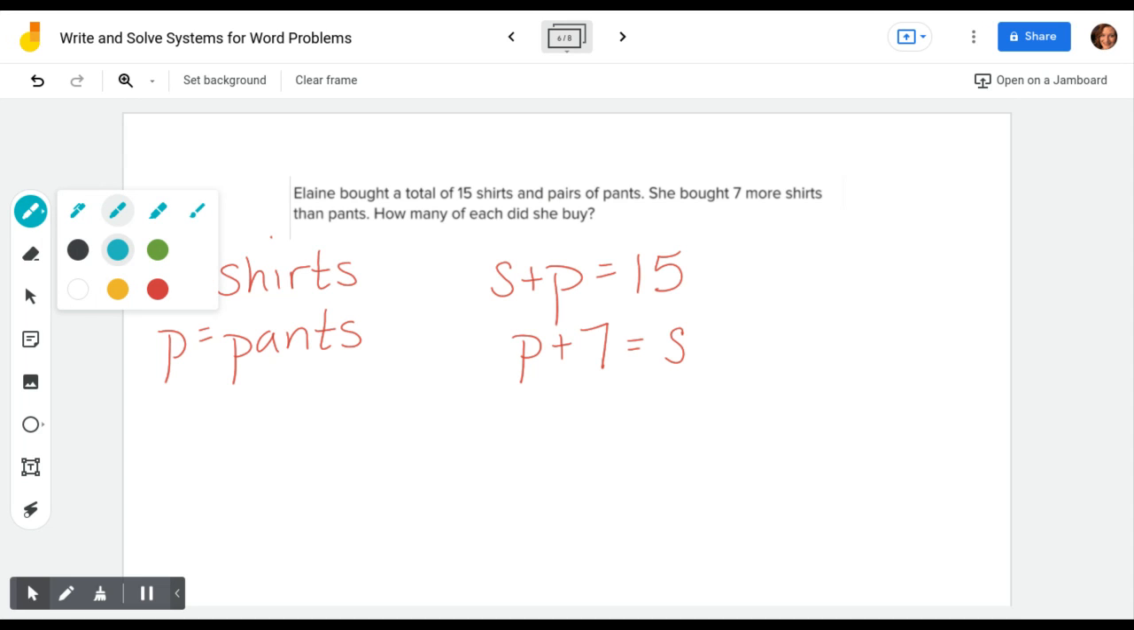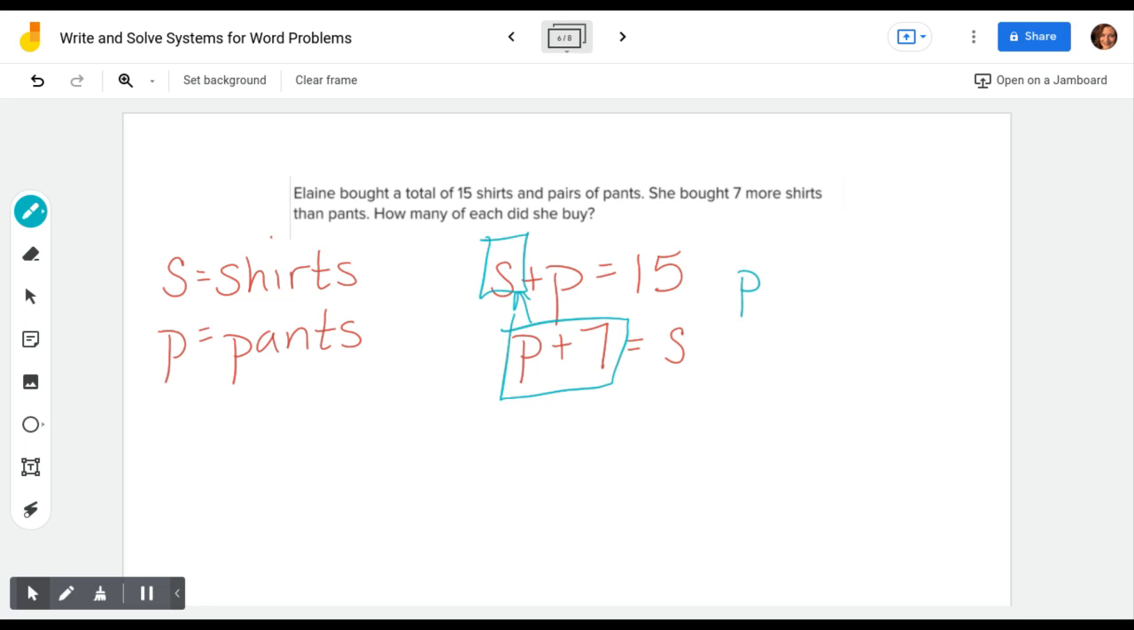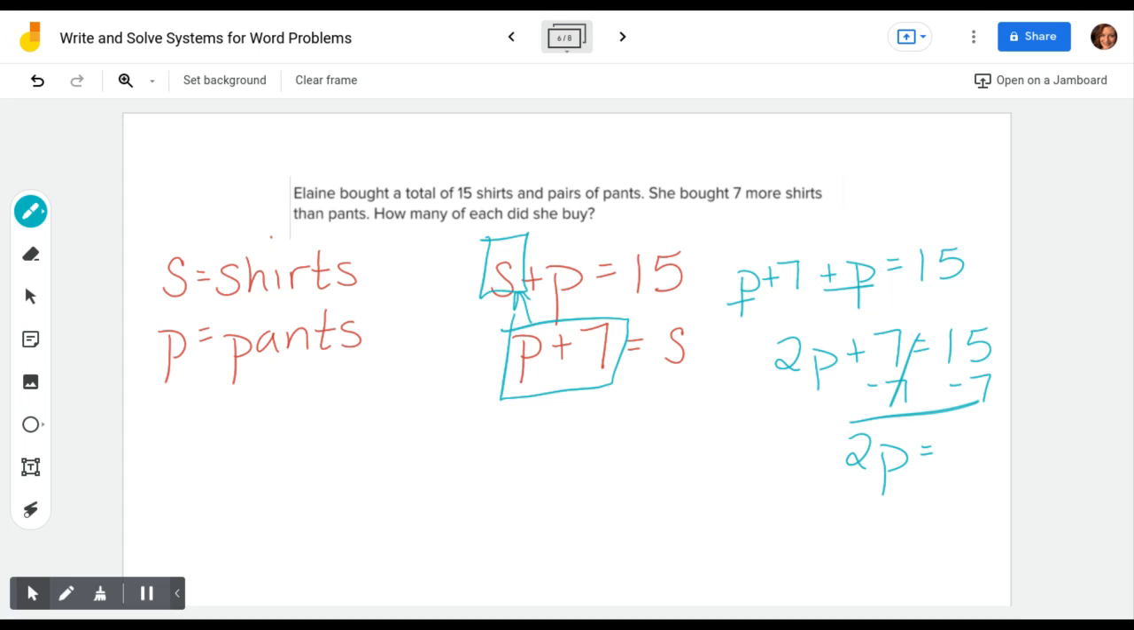I've already got one variable by itself, so I'm going to take this expression and replace S in the other equation with it. So instead of saying S plus P, I'm going to say P plus 7 plus P equals 15. Put those like terms together and it says 2P plus 7 equals 15. Subtract 7 and I get 2P equals 8. Divide by 2 and P equals 4. So I believe she got 4 pairs of pants.